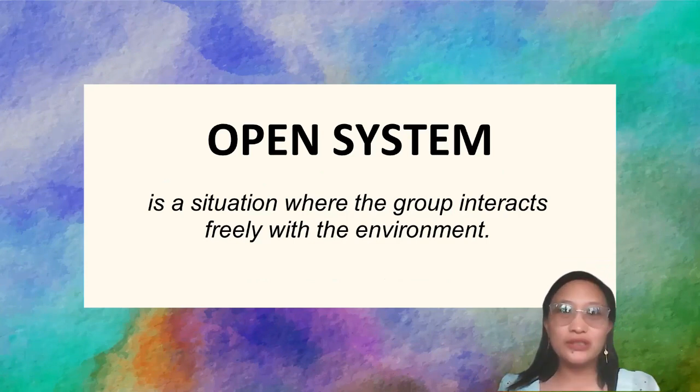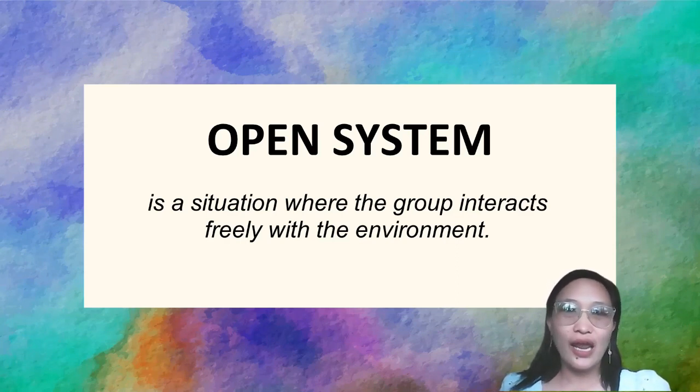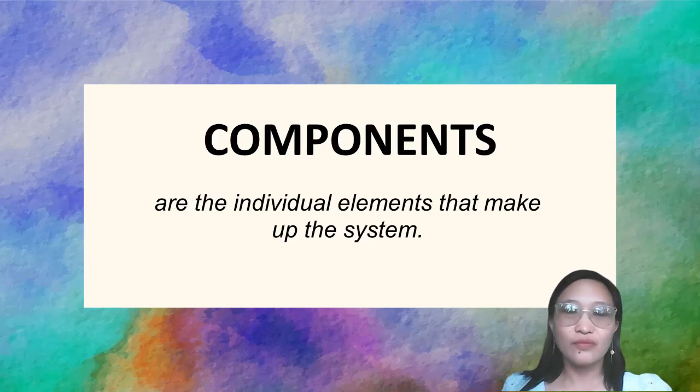Now let us define open system. An open system is a system that interacts with its environment, exchanging information, energy, and resources. Open systems are dynamic and adaptable, responding to changes in the environment. And a small group can be viewed as an open system as they interact with their external environments.